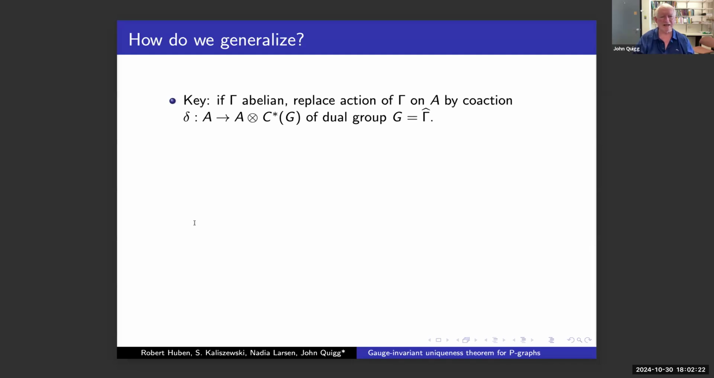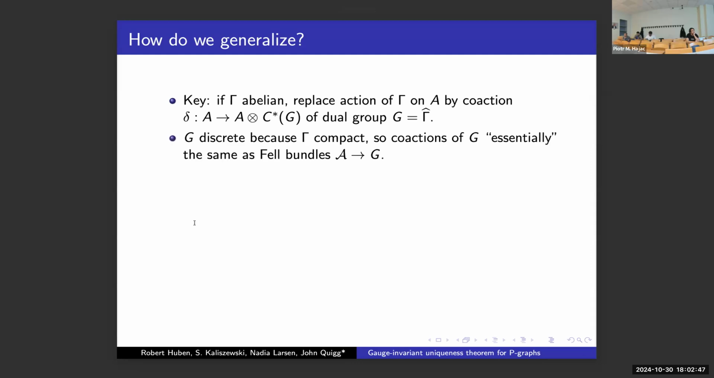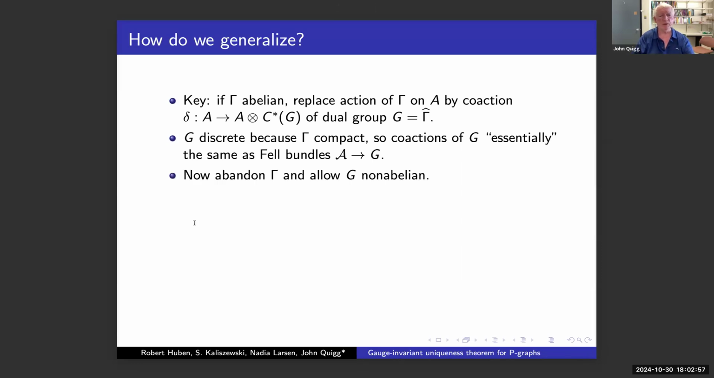And now we bring in, as we must, coactions. If gamma is an abelian group, you can replace an action of gamma on A by a coaction of the dual group G, the dual of this abelian compact group gamma. This will be a discrete group G. So coactions of G are essentially the same as Fell bundles over G when G is discrete. So now I'm going to abandon the gamma and just take a discrete group G, possibly non-abelian, and I'm going to talk about coactions. And now we can form the, so it's really a Fell bundle over this discrete group G.